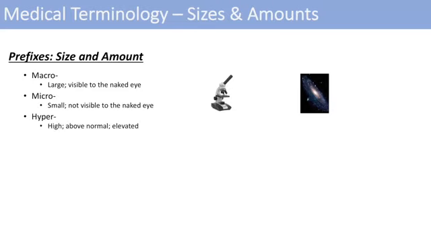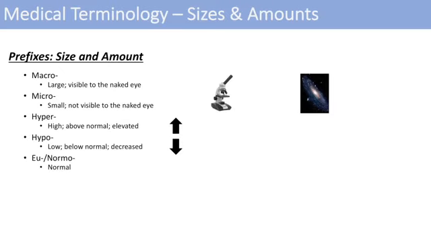So some other things about amount and size would be hyper. Hyper just means high, or above normal, or elevated. And another one, the opposite of hyper, would be hypo. So that means just low, below normal, or decreased. A couple other prefixes that you may not be aware of: one is eu or normo, and that just means that the condition is normal.